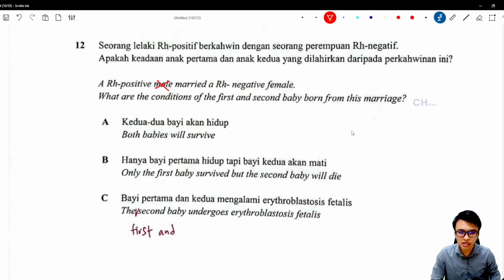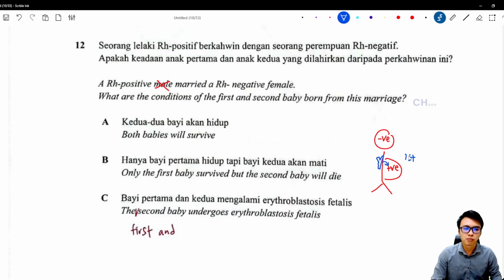So let's say, unfortunately, the baby inside the uterus of the mother is positive. The mother is negative. So for the first baby, the mother will produce antibody to attack the baby, but the concentration of the antibody is not high enough to kill the baby. So for the first baby, it will be safe.